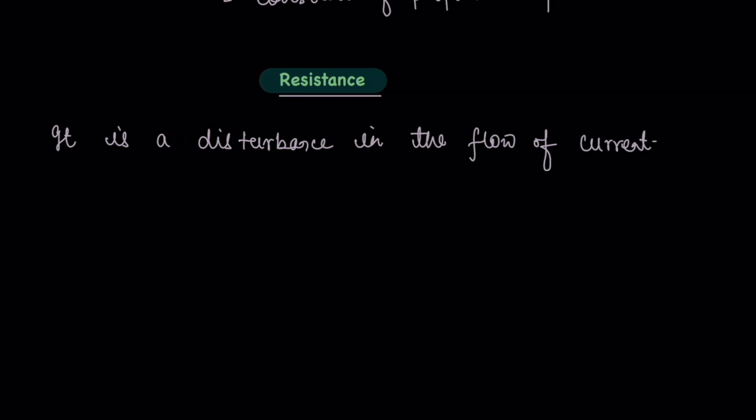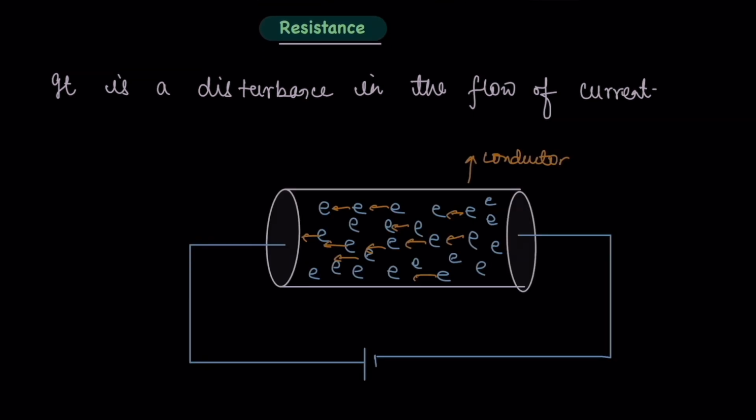The question comes: how is this disturbance formed? Let's take an example. Here is a voltage V. This is the positive and negative terminal. We have studied in part 1 that when we have a conductor connected to a battery, then current will flow from positive to negative terminal and electrons will move from negative to positive terminal. All the electrons you see are moving from negative to positive terminal.